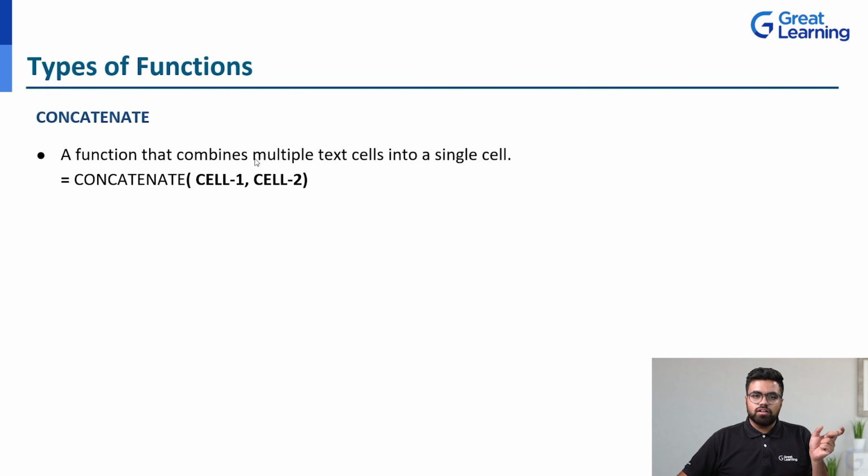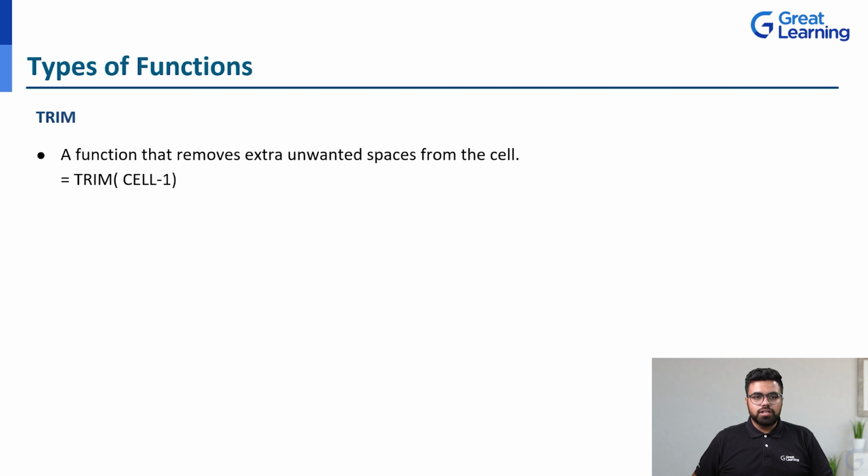Then there is CONCATENATE, a function that combines multiple text cells into a single cell. For example, if I want to combine multiple texts into one single cell, it would help. For example, I'll take first name and second name and merge them into one. Then I'll use CONCATENATE, cell 1, cell 2, and it will merge them. Then there is the TRIM function, which removes extra unwanted spaces from the cell. This is done through the TRIM command: equals TRIM, open parenthesis, select that cell, close bracket.